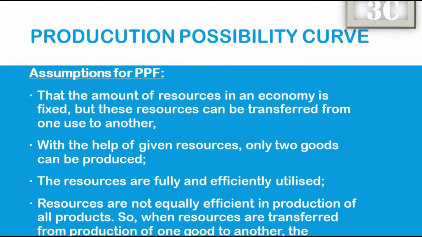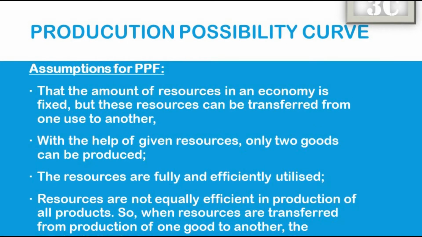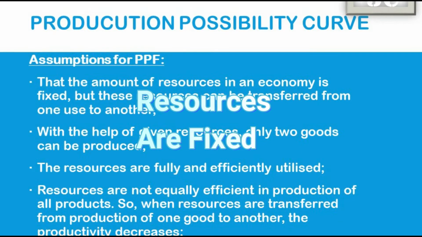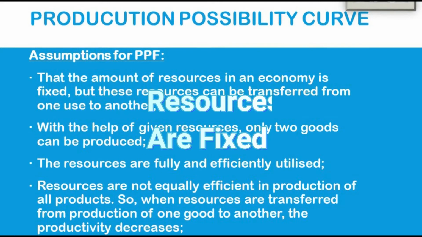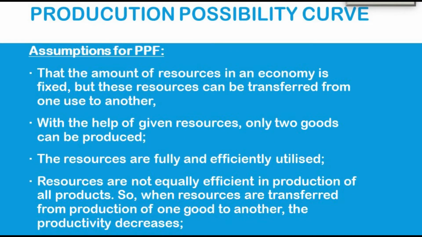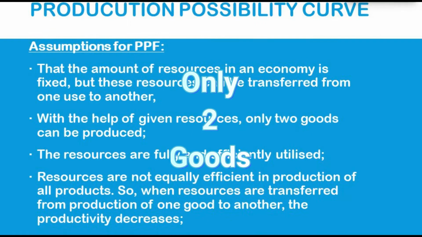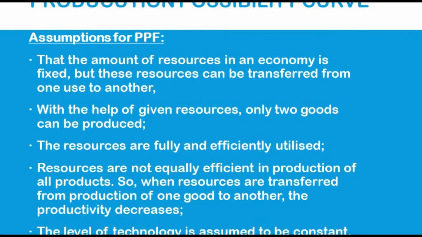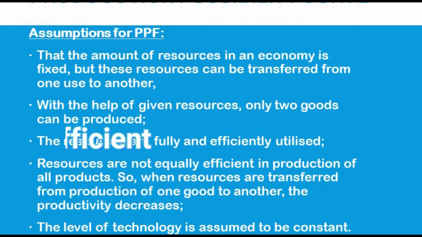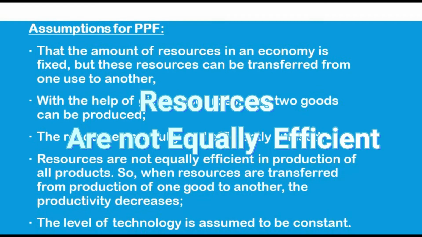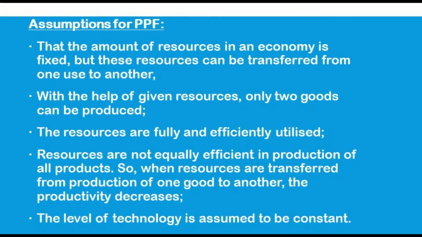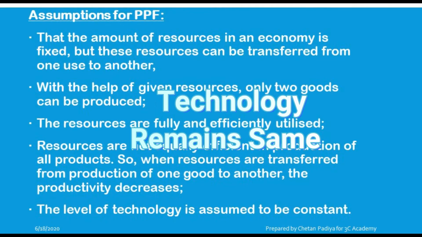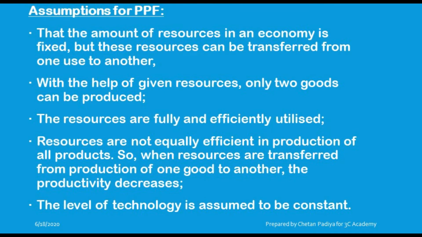So the assumptions for production possibility curves are: the amount of resources in an economy is fixed, but these resources can be transferred from one use to another. With the help of given resources, only two goods can be produced. The resources are fully and efficiently utilized. Resources are not equally efficient in production of all goods, so when resources are transferred from production of one good to another, the productivity decreases. The level of technology is assumed to be constant. So we need to assume these aspects.